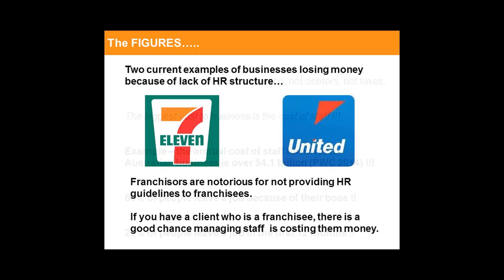Two current examples of businesses losing money because of lack of HR structure. Now, we've all heard the news in the last few months of the scandals, so to speak, in quotes, of 7-Eleven and United petrol stations. The issue with these is that there are just no HR policies, procedures, governance, etc. in place. Franchisors are notorious for not providing HR guidelines for franchisees.